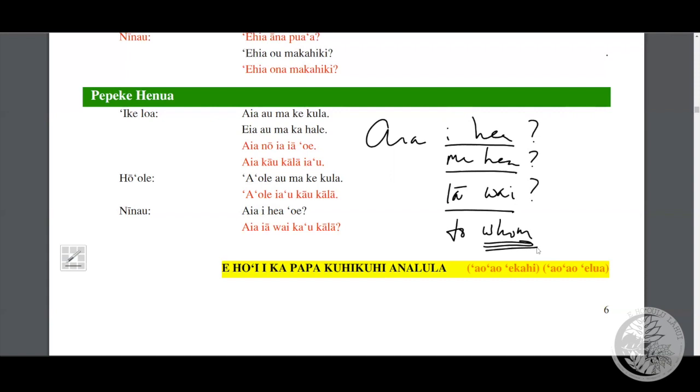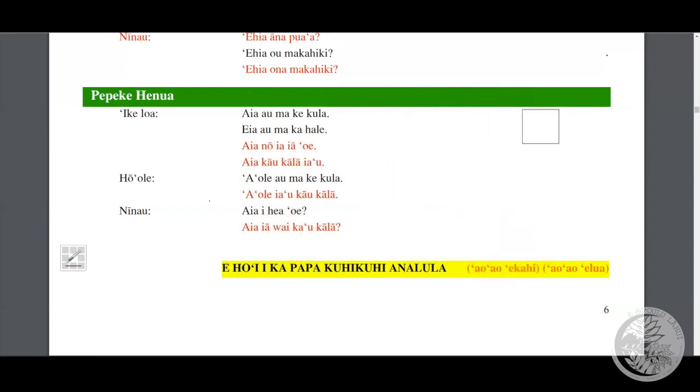So when we make an idea, as stated here, aia ia wai kaʻu kālā, to whom is my money. In other words, who has my money? My money is located to whom? Who has control of my money? And those are the basic expressions of the Pepeke Henua. So let's go look at some further examples.